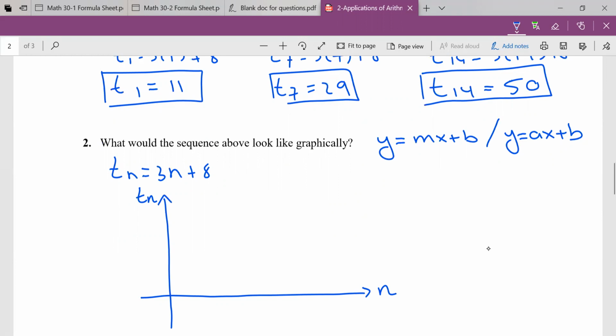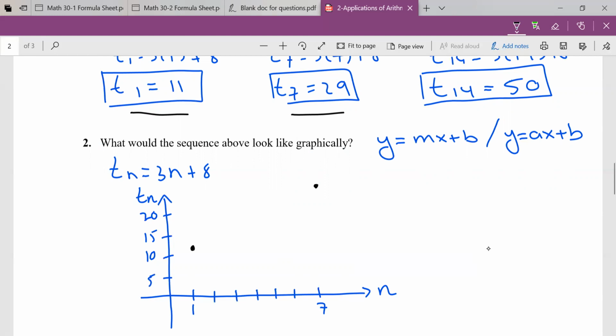So now if we go to graph this, I'm going to start to build down here. 1, 2, 3, 4, 5, 6, 7. Okay. And then up the Tn axis here, I'm going to make a little bit of a scale. So I'm going to go 5, 10, 15, 20. Well, term 1, what we found above, when n is 1, the value is 11. And then the next one we figured out is when n is 7, the value is 29. So that's going to be somewhere up there.